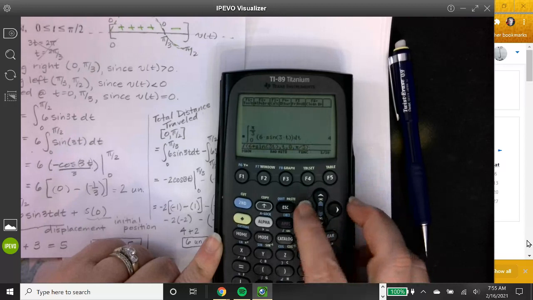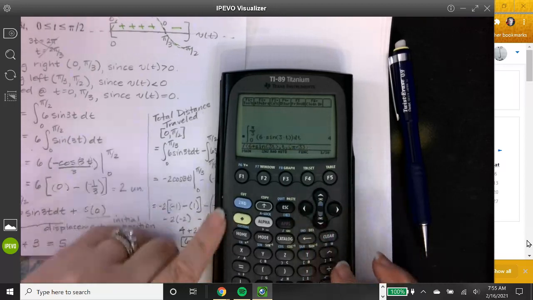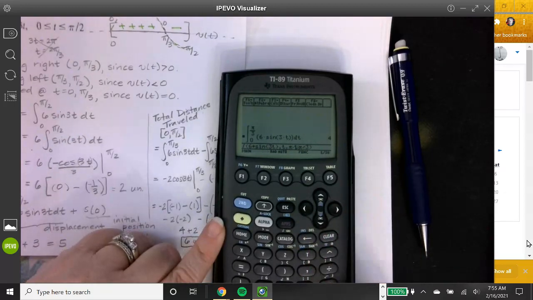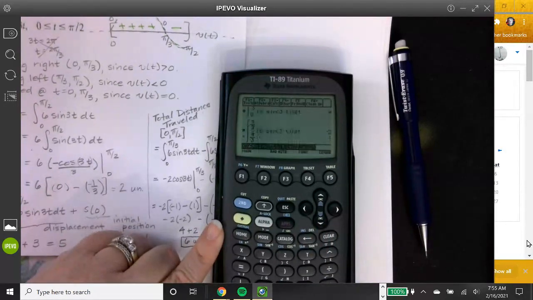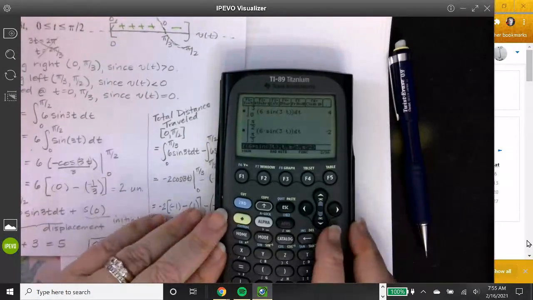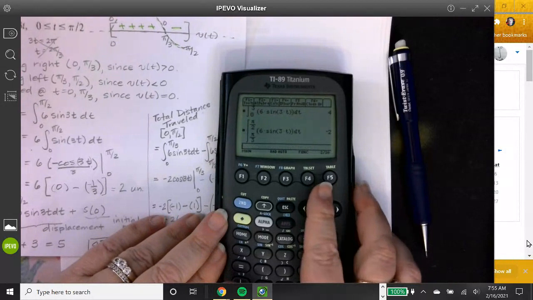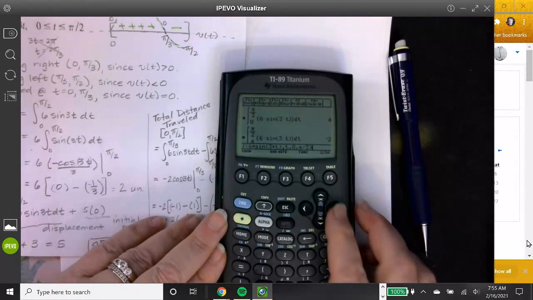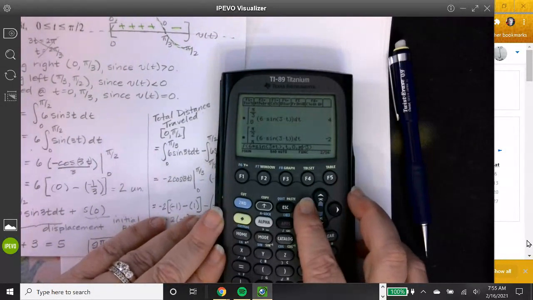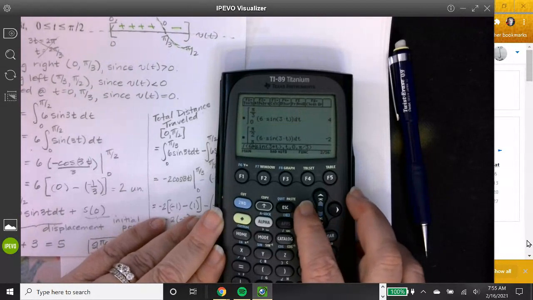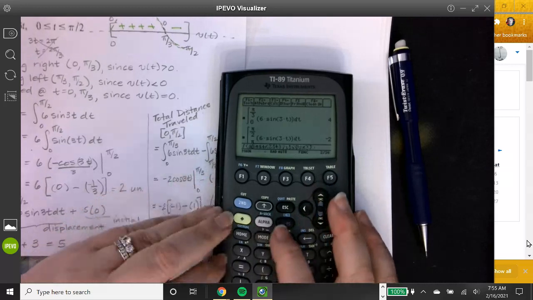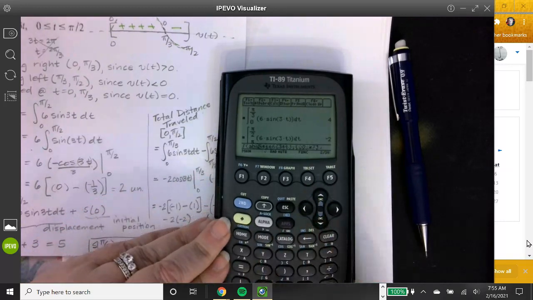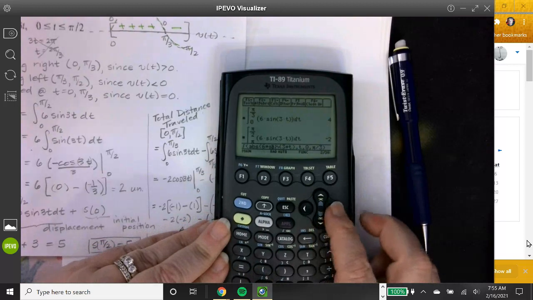And now we're going to go from second pi divided by 3 to pi over 2. And you'll see that that's negative 2. But when I force it positive, it's a positive 6. Now, I can also take this and do the absolute value here so that we can see that it's the absolute value. So I want to put absolute value in here. So I'm going to type in alpha A, alpha B, alpha S, parentheses. That gives me the absolute value function.